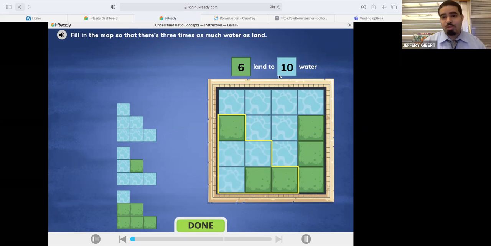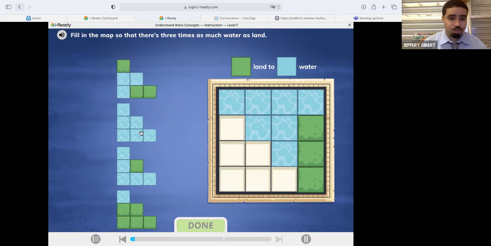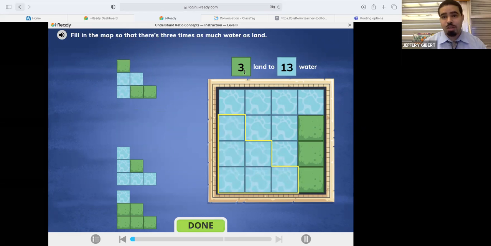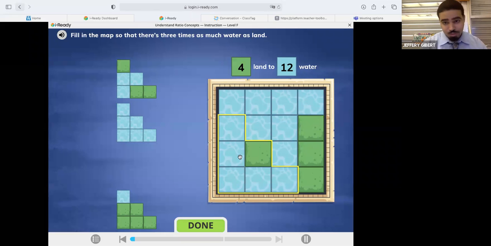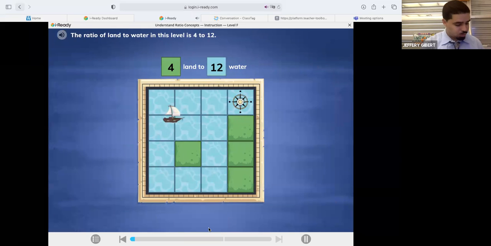So is 6 times 3 10? No. So we'll try the next one. It's 3 times 3, 13? All right, no, that's not right. It's 4 times 3, 12. Yes, so this is the correct one because it says there's 3 times as much water as land. So that means the land times 3 needs to equal the water. The ratio of land to water in this level is 4 to 12.